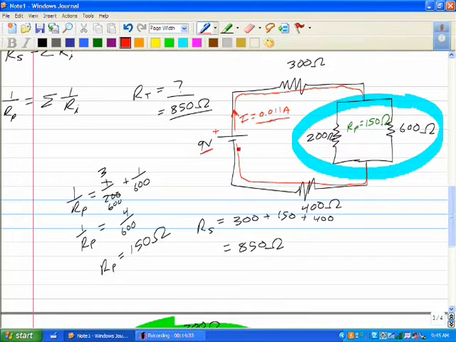Since the total resistance we found earlier was 850, and V equals IR, therefore I equals V over R. And the voltage rise for the circuit is 9 volts because that's the only battery connected. And the total resistance was 850. So 9 divided by 850, 0.011 amps. So that's the current through the battery. But what on earth is the current through the 300 ohm resistor?